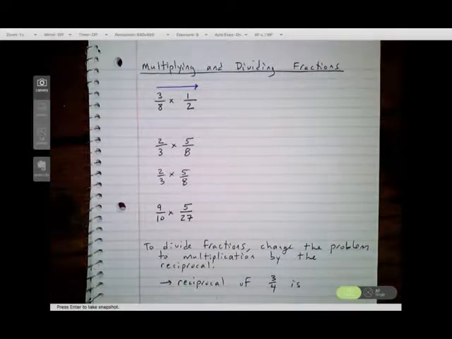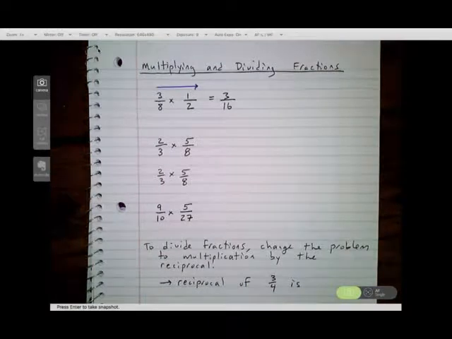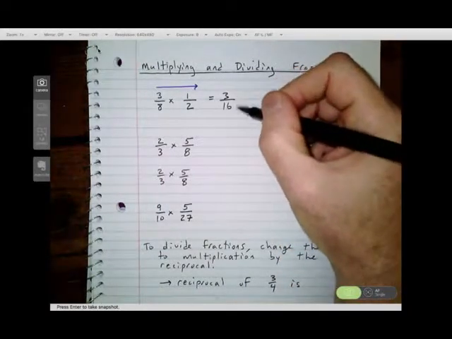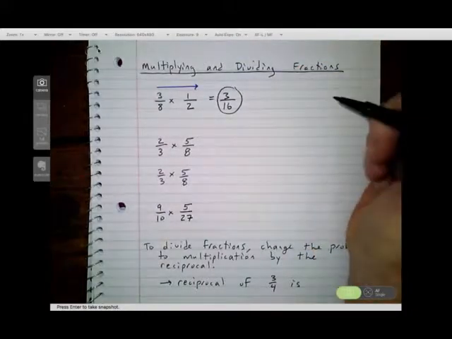Okay? And then you just multiply away. So 3 times 1 is 3, and 8 times 2 is 16. Okay, again, check, is that reduced? And the answer is yes. No number divides into both 3 and 16 besides 1.